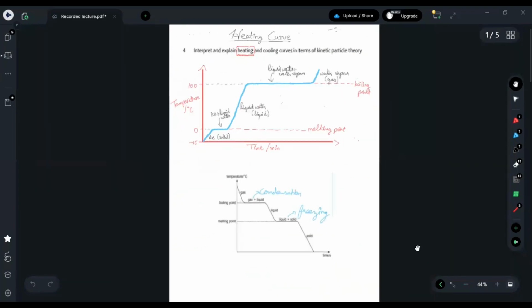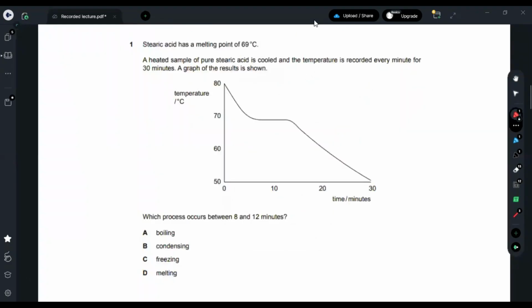Also, this is now the cooling curve. You should know that the cooling curve is exactly the mirror image of the heating curve. Over here there was melting and boiling, and over here the exact opposite, that is, here would be freezing and here is condensation. The heating curve is like a step up graph, the steps are going upwards, and over here the steps are going downwards. Now we'll move to a short quick MCQ.